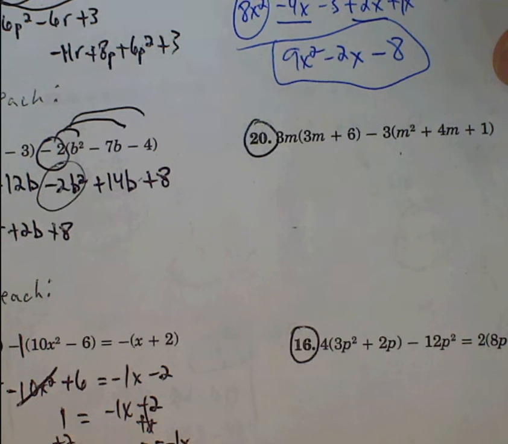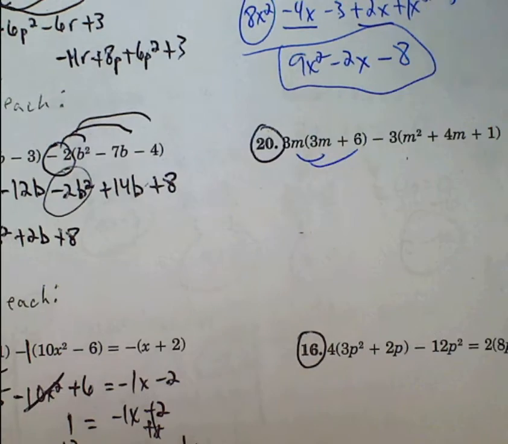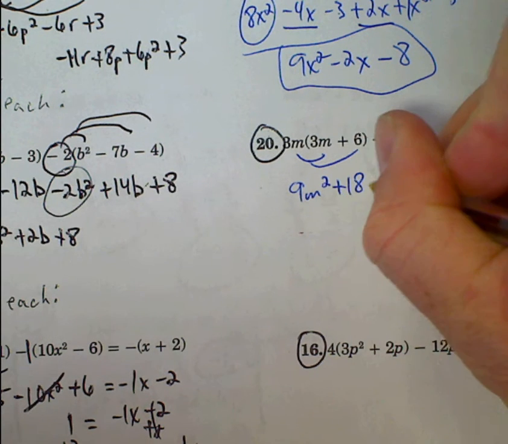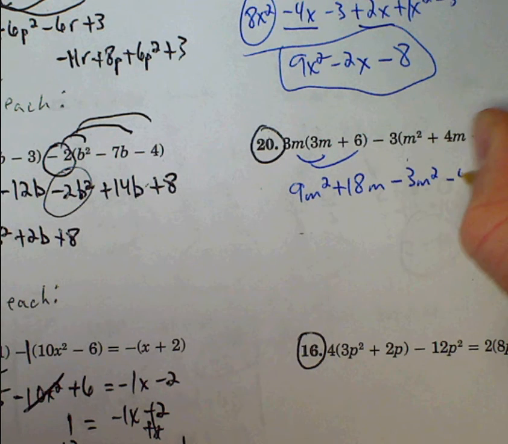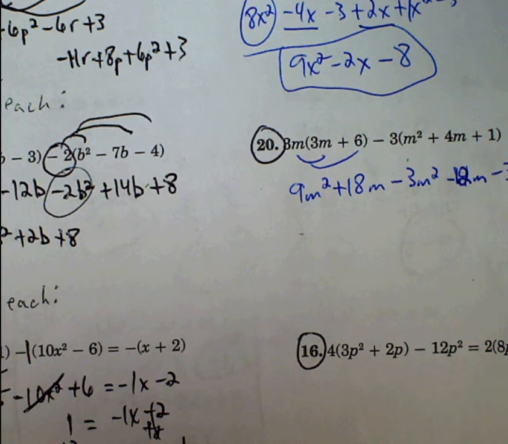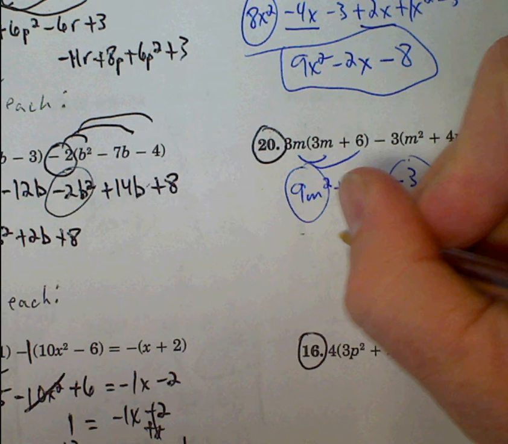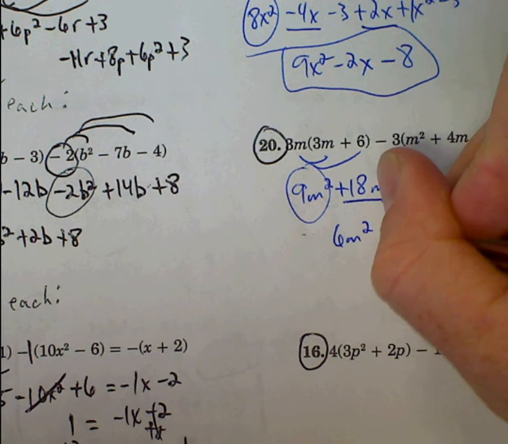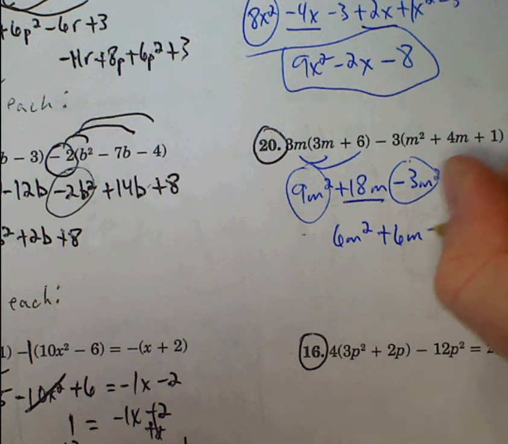Number 20. I'm going to distribute the 3m. That becomes 9m squared plus 18m minus 3m squared minus 12m minus 3. If I combine like terms, that's 6m squared. 18 minus 12 would be 6m, and then a minus 3.